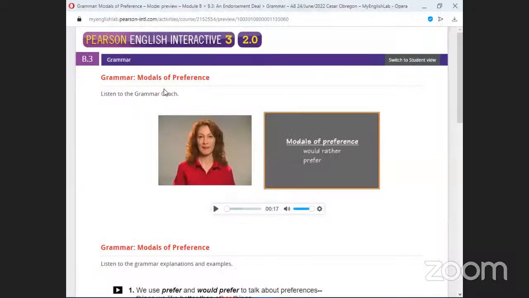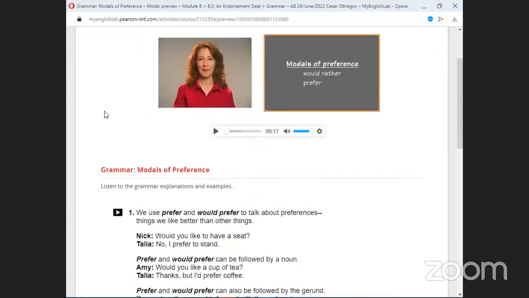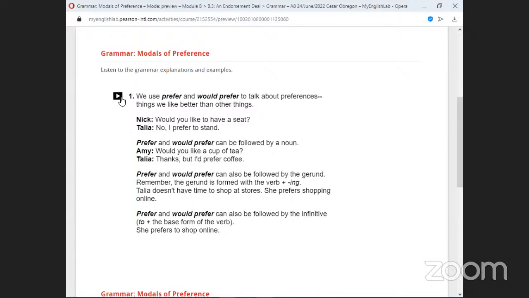Now, modals of preference. And we have two options, would rather or prefer. Oh, you can see? Sorry, I forgot to click the button. So modals of preference, we have two options, would rather or prefer. Let's learn a little bit more about these two options. Okay, are you ready? Yes.